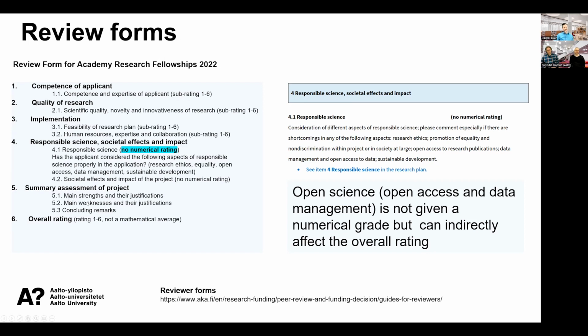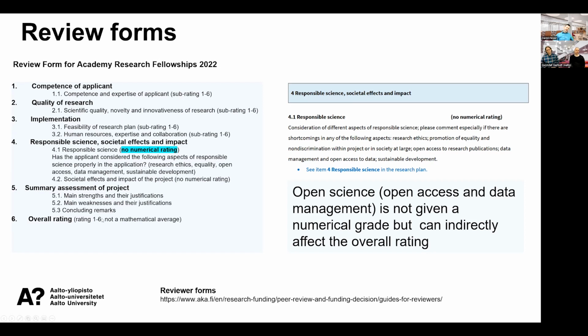However, it's likely that any issues that the reviewers flag in your descriptions of open science commitments might be raised here in the section 5, where the reviewers should summarize weaknesses of the proposal. So you can see here they're asked to consider different aspects of responsible science, which includes open access to research publications, data management, and open access to data. And if there are any issues with this, they're asked typically to comment on it in these sections.